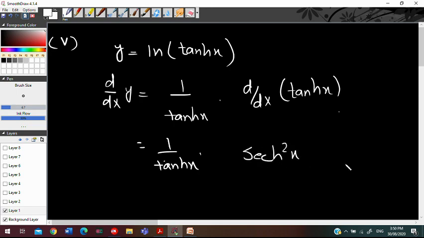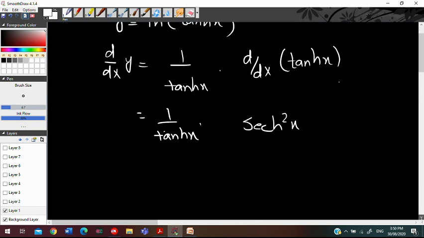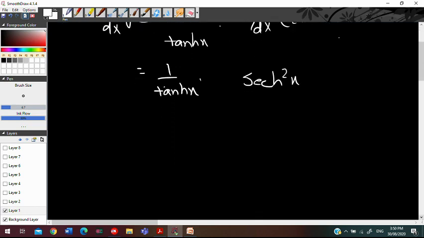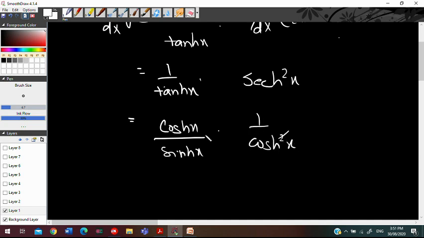The rest of the calculations are the simplification of this part. If I write cosh x divided by sinh x into 1 by cosh square x, this will be cancelled with this, and I will get 1 over sinh x cosh x. And this is the answer of our question.